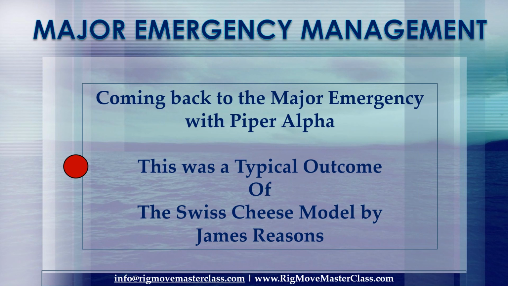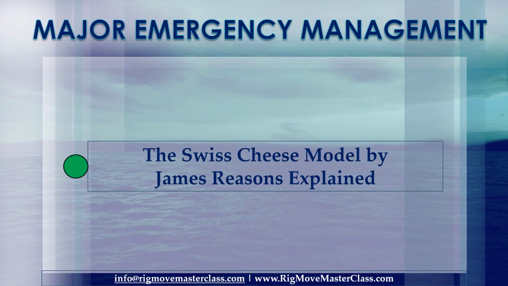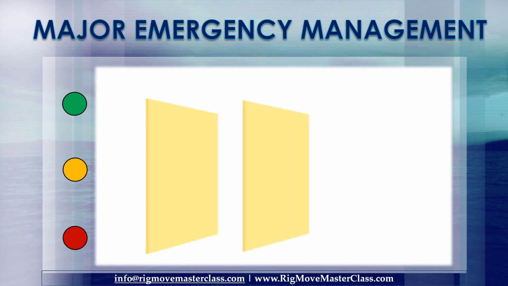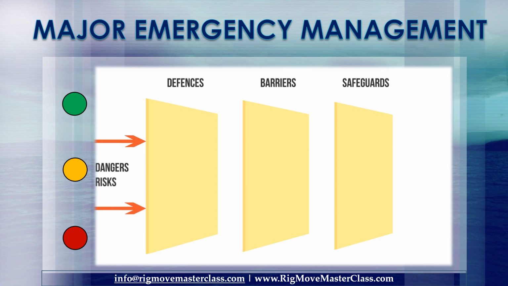Coming back to the major emergency with Piper Alpha. This was a typical outcome of the Swiss cheese model by James Reason. The Swiss cheese model by James Reason, explained. James Reason's Swiss cheese model is a simple metaphor to visualize how patient harm happens based on a systems approach. This metaphor shows us that in a complex healthcare system, errors are prevented by a series of defenses, barriers, and safeguards, represented by slices of cheese. Each slice acts as a defense against things going wrong.